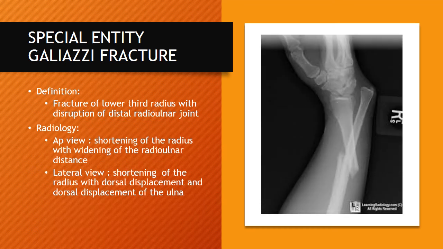According to the radiology, you can see in the anteroposterior view there will be shortening of the radius with widening of the radioulnar joint, while in the lateral view, as in this photo, there is dorsal angulation, there is shortening of the forearm, there is dorsal displacement, very important, dorsal displacement of the head of the ulna, which needs urgent treatment. How can we treat this patient, or the management?